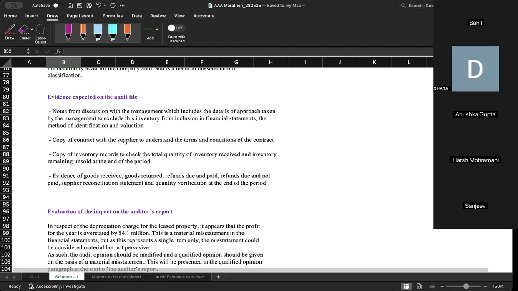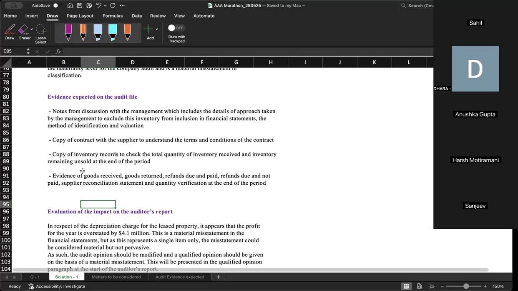Apart from that, a copy of the contract with the supplier to understand the terms and conditions of the contract, a copy of inventory records to check the total quantity of inventory received and remaining unsold, and evidence of goods received, goods returned, refunds due and paid, refunds due and not paid, supplier reconciliation statement, and quantity verification at the end of the period. Why would you need all of these?